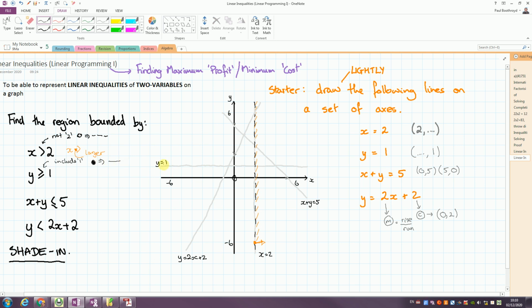Let's have a look at the sign. Well, this time we're saying Y is on the big side, so Y getting bigger. So if I put a dot on the Y line, I want Y to get bigger. I want above the line.